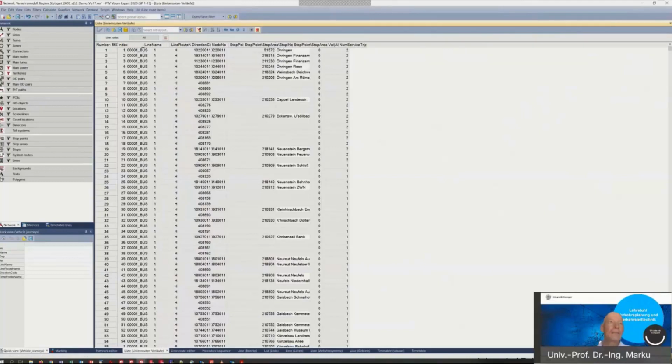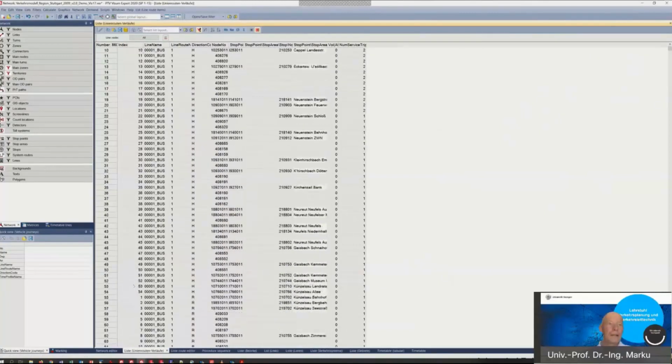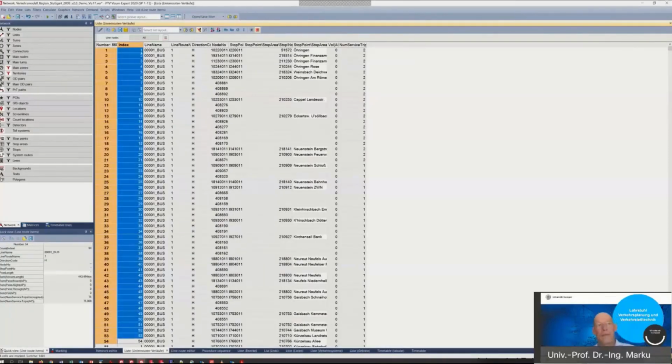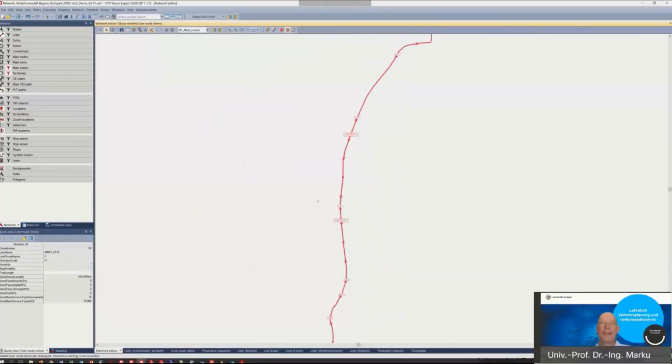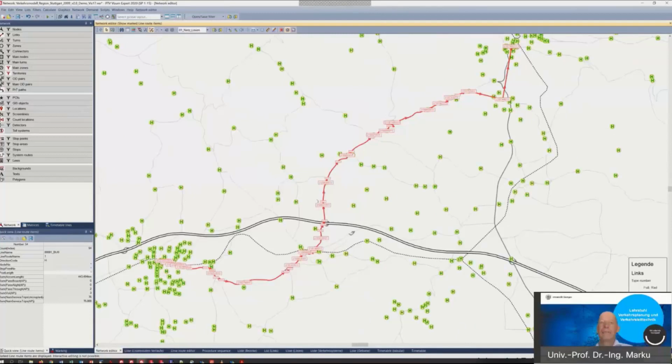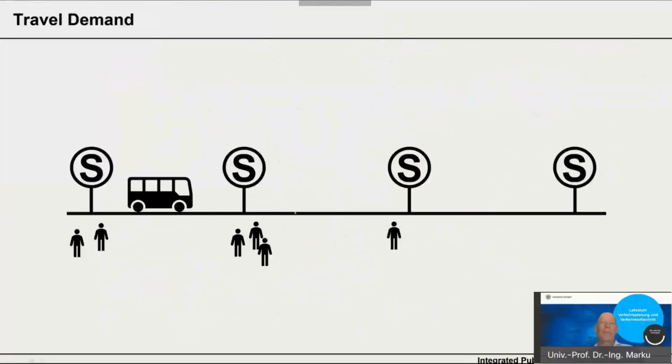Here you have the index. So until here, the first line consists of 54 stop points or nodes, and they define the line route. And here you see the line route, which we just selected in the editor. So you have a graphical way to look at it, but in the end, what we need for our optimization methods, we need the model for storing the data.